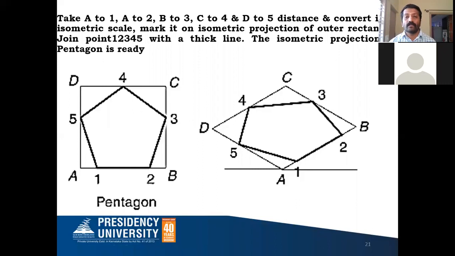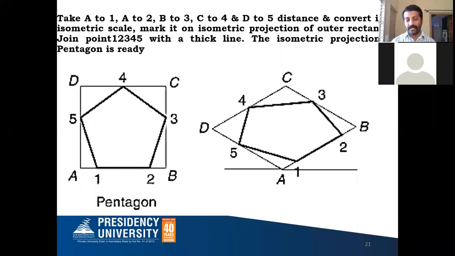So after getting all the 5 points, you need to join these points 1, 2, 3, 4, 5 with a thick line. Once you join all the 5 lines, you're going to get a pentagon. So your pentagon is ready: the isometric position of the pentagon lamina, within the outer square. Okay, later you can erase it. We have taken this box only to draw the isometric position of the pentagon.